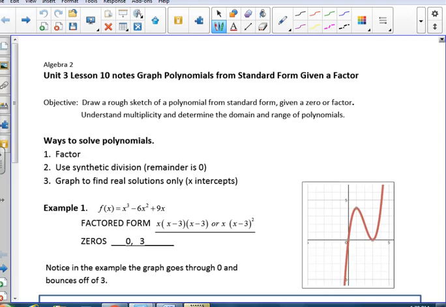Okay, lesson 10 of unit 3, graphing polynomials from standard form given a factor. So our objective is to draw a rough sketch of a polynomial from standard form given a 0 or a factor. Understand multiplicity and determine the domain and range of polynomials.